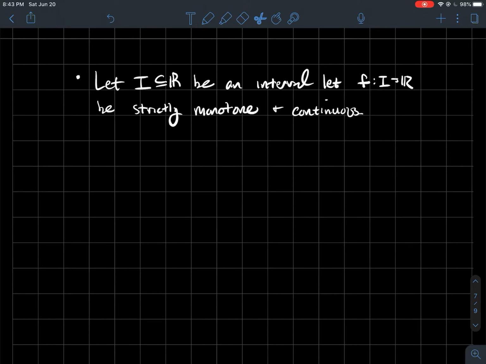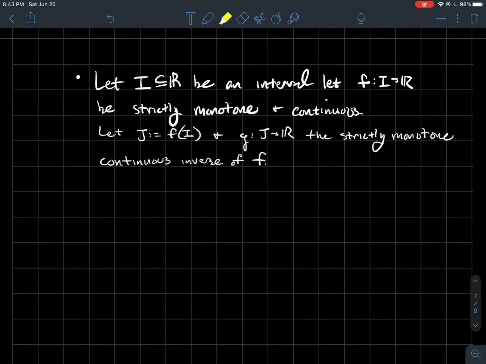So if you've got an interval I, that's a subset of the real numbers, and you've got a function f whose domain is I, and let's say that that function is strictly monotone and continuous. Then this part tells me that this function f has an inverse, and if I assume that f's continuous, then I know the inverse will be continuous as well. So why don't we let J be just a shorthand notation for the range of that function f, which of course would be the domain of f inverse.